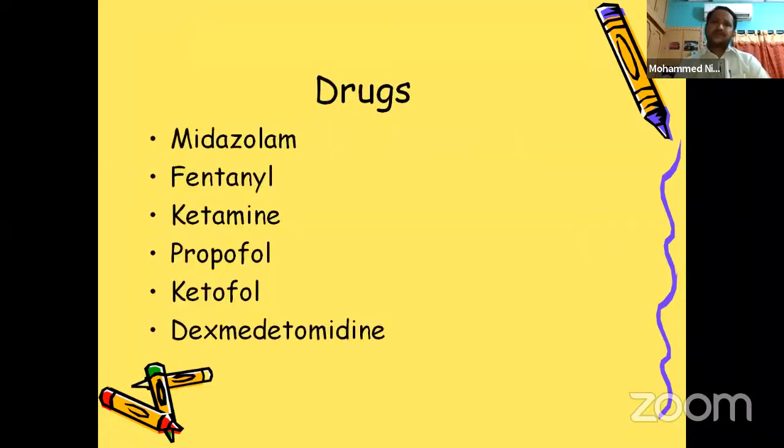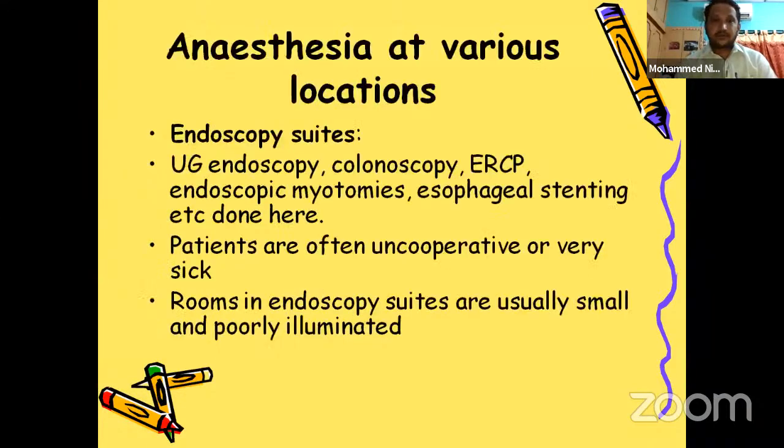Usually the drugs which are used are midazolam, fentanyl, ketamine, propofol, ketofol, dexmedetomidine. Then if you give general anesthesia, we use short-acting muscle relaxants like atracurium, then succinylcholine. Or if the procedure is going to be prolonged, then you can use vecuronium also.